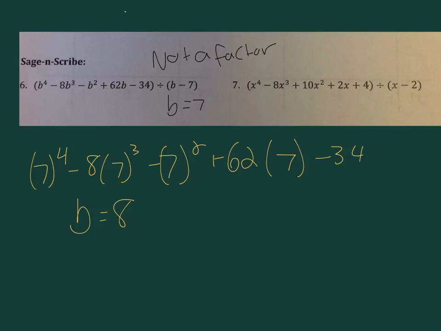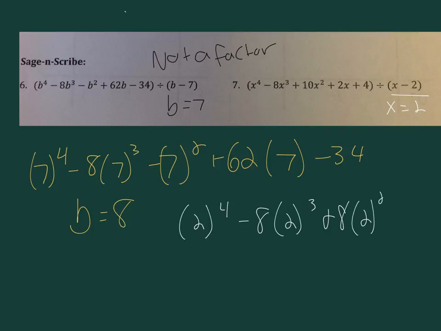All right, then we could try number 7, which asks: is x minus 2 a factor? So the solution would be x equals 2. Once again, we're going to plug that into the equation for number 7. That would be 2 to the 4th minus 8 times 2 cubed plus 8 times 2 squared plus 2 times 2 plus 4. When we put all that in our calculator, we get 0, which means that x minus 2 would divide evenly into x to the 4th minus 8x cubed plus 10x squared plus 2x plus 4. So yes, this is a factor.